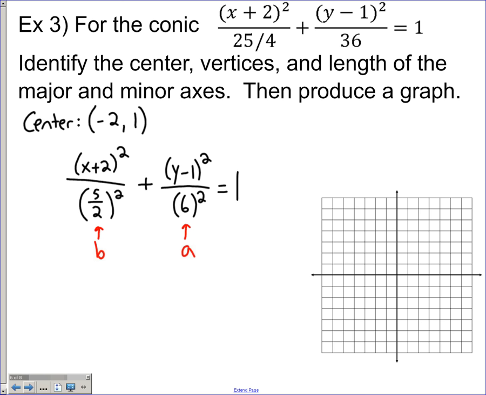All right. The length of the major and minor axes.